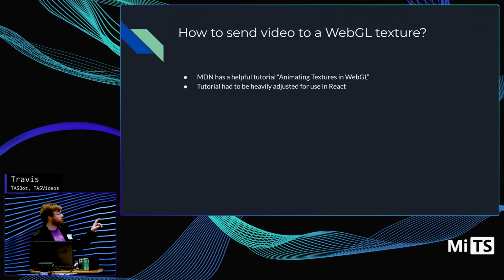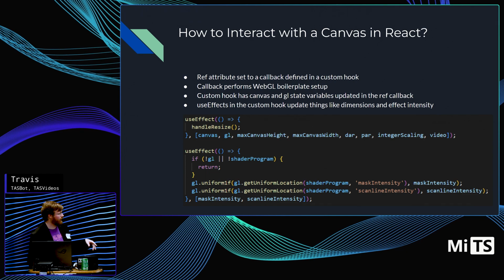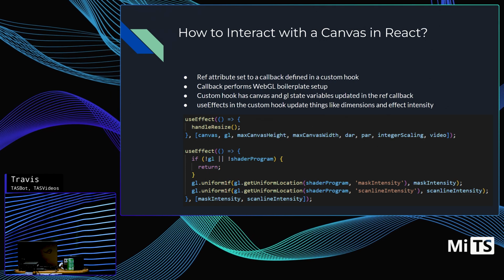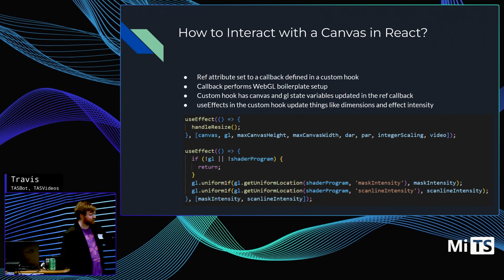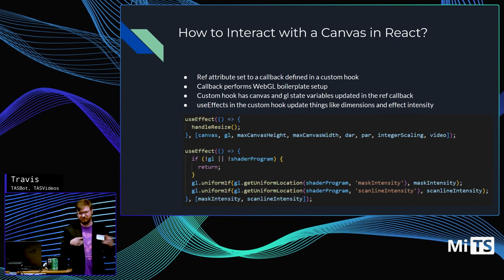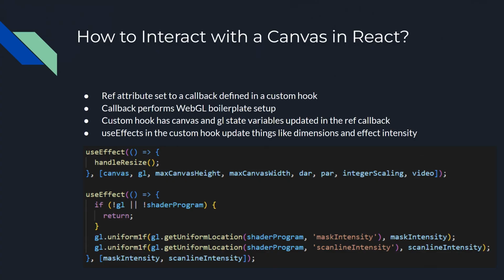So how to send video to a WebGL texture. MDN has a whole tutorial on this, but I've adjusted it for React. What we're doing is sending uniforms to a shader program. So for things like the slot mask and scan lines on CRTs, those are the sort of effects that the CRT has that make things look worse. It sends values of that to uniforms. And then we have useEffect hooks to handle resizing. So if your canvas height or width changes, or you change the output display aspect ratio you want, you can just resize whenever that happens.